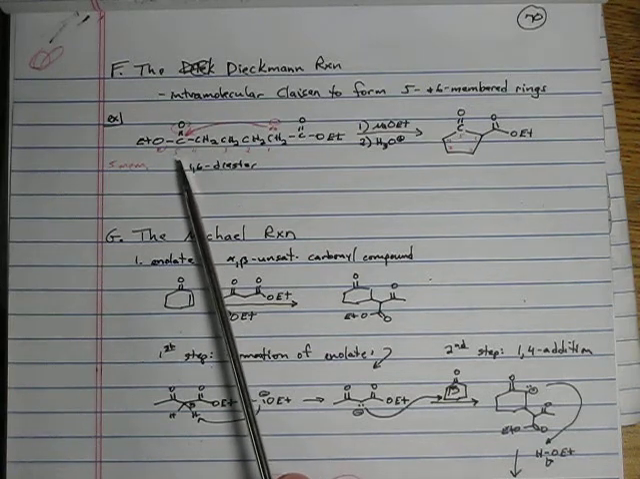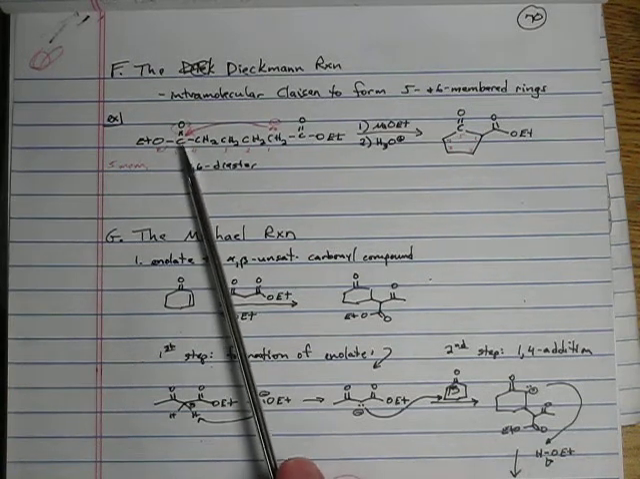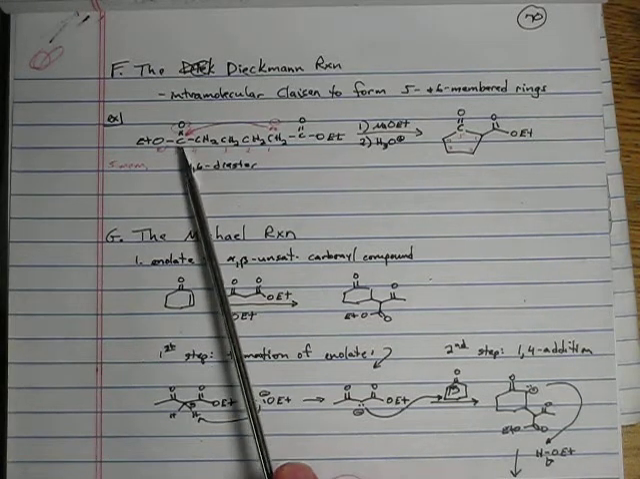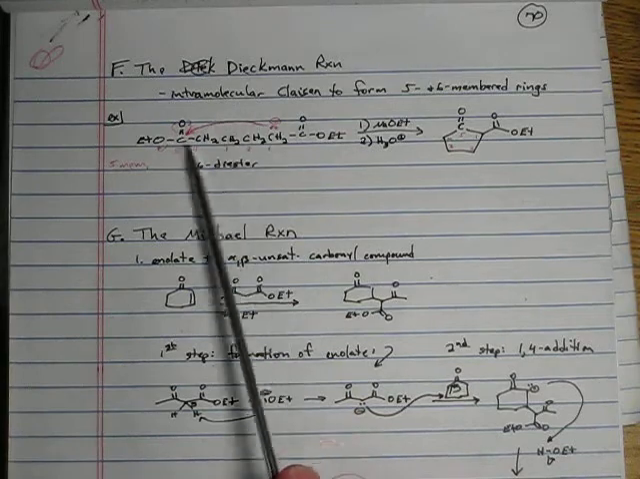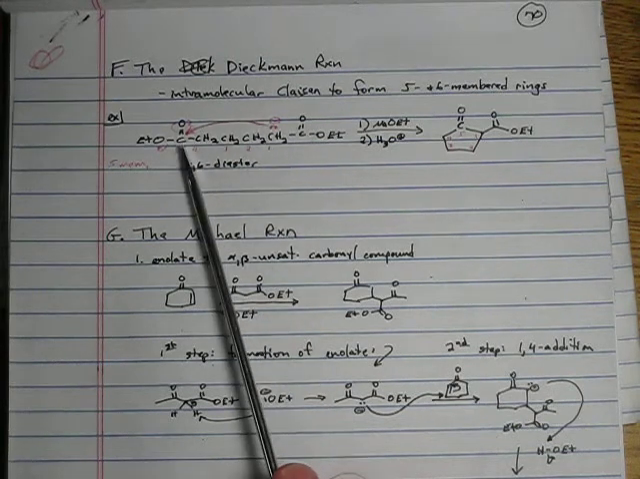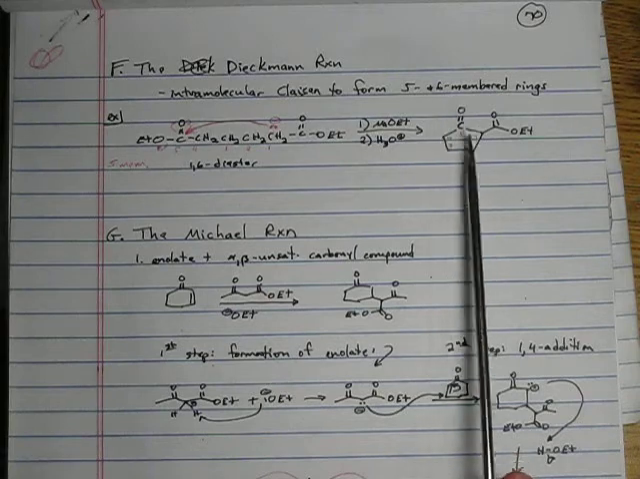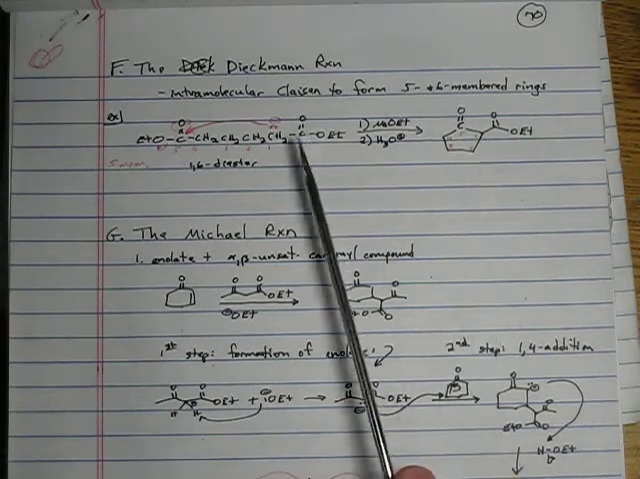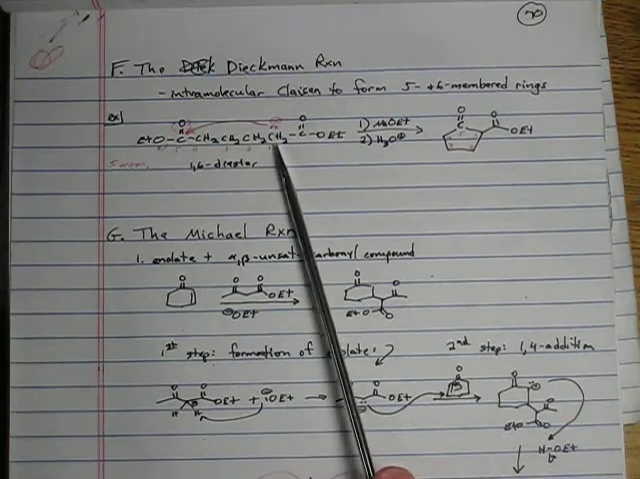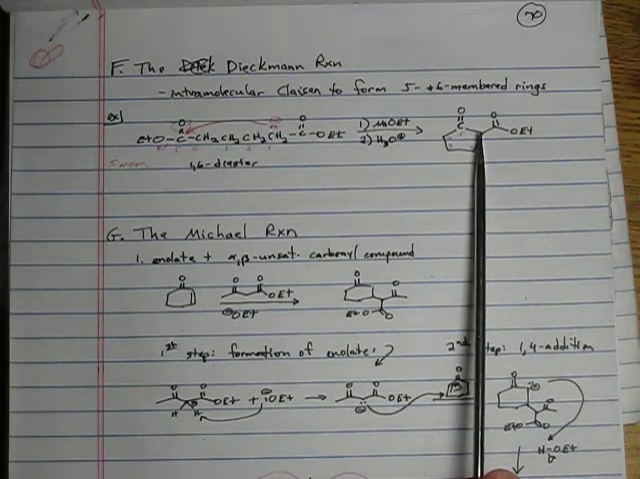Recall, in an aldol, this would become an alcohol because there was no leaving group. In our Claisens and our Dieckmann, which is just an intramolecular Claisen, we've got the leaving group, so this stays as a carbonyl compound in the end. And so this carbon right here, carbon 5, is a carbonyl. It's the carbonyl of the ring. And this carbonyl is hanging off carbon 1, which is alpha to the carbonyl carbon of the ring.